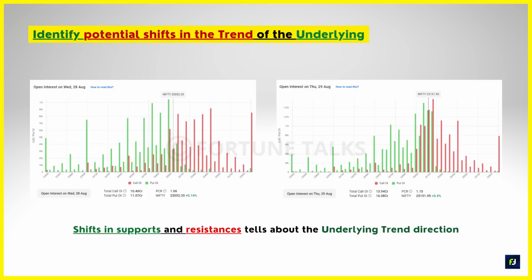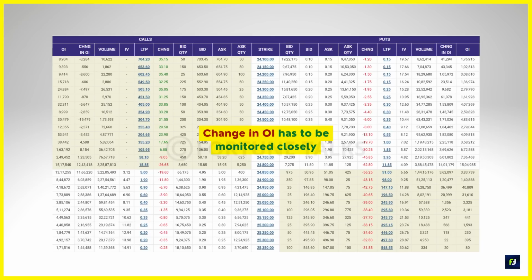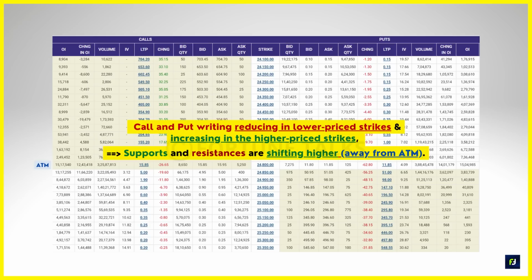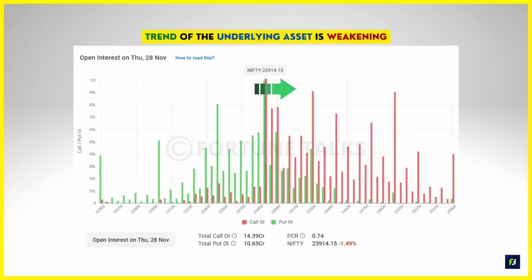The direction in which support and resistances are moving tells a lot about the overall direction of the underlying instrument. To do this, you must closely monitor the changes in the open interest for both calls and puts. Keep in mind that the entire option chain must be monitored for such OI changes and not just the options that are OTM. Let's say if both call and put option writers are reducing their positions in the lower price strikes and they are increasing their positions in the higher price strikes, it means supports and resistances are both shifting higher. This gives a clear indication that the trend of the underlying is strengthening.